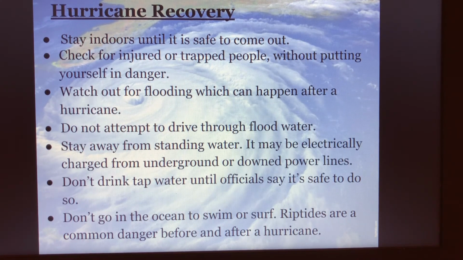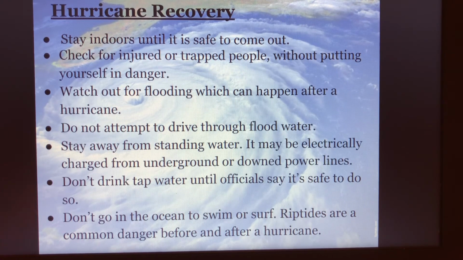Down power lines are an absolute given during a hurricane. And remember that electricity flows very quickly through water. Don't drink any tap water until the officials say it's safe to do so. The water treatment plant will have been shut down, and all of the storm sewers will be overwhelmed. So there's a lot of sewage water being mixed into things. Don't drink the tap water. That's why a hurricane kit needs to have water in it.